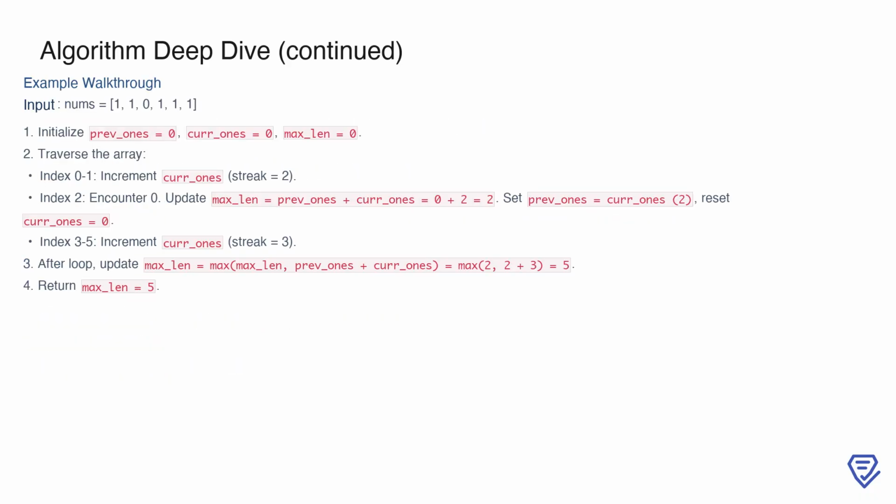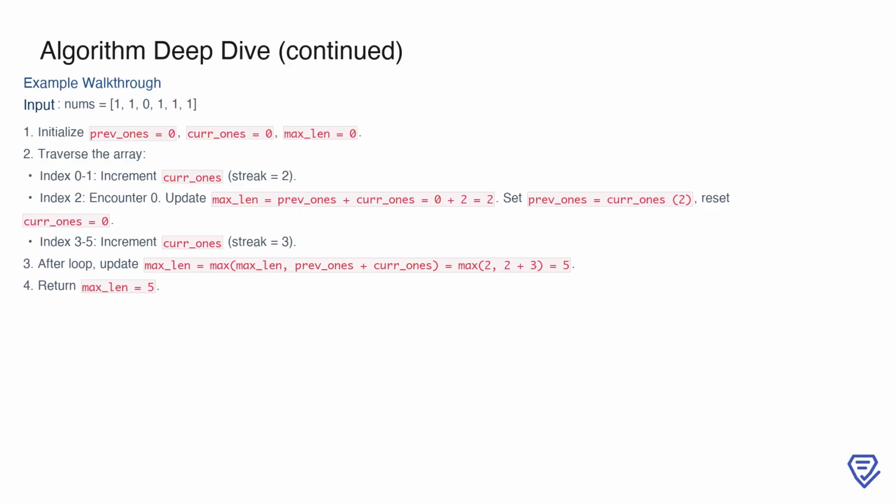Let's walk through an example to solidify our understanding. Consider the input array nums equals 1, 1, 0, 1, 1, 1. We start by initializing preb_1's equals 0, cur_1's equals 0, and max_len equals 0. As we traverse the array, we first encounter indices 0 and 1, both of which are 1's, so we increment cur_1's to 2. At index 2, we hit a 0.